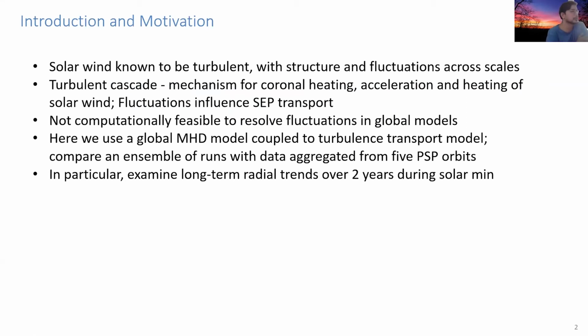To motivate the inclusion of turbulence in these kinds of studies, it's well known that the solar wind is turbulent with structure and fluctuations across multiple scales, and the turbulent cascade provides a mechanism to heat the corona, as well as accelerate and heat the solar wind. But in global models of the solar wind, it's not computationally feasible to resolve the small scale fluctuations. So the approach we take is to use a global MHD model coupled to a subgrid scale turbulence model. And what we do here is compare an ensemble of runs from the model with data aggregated from the first 5 PSP orbits.